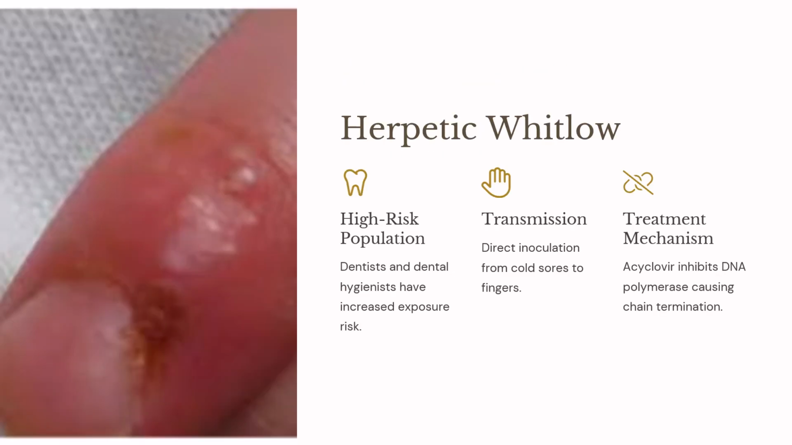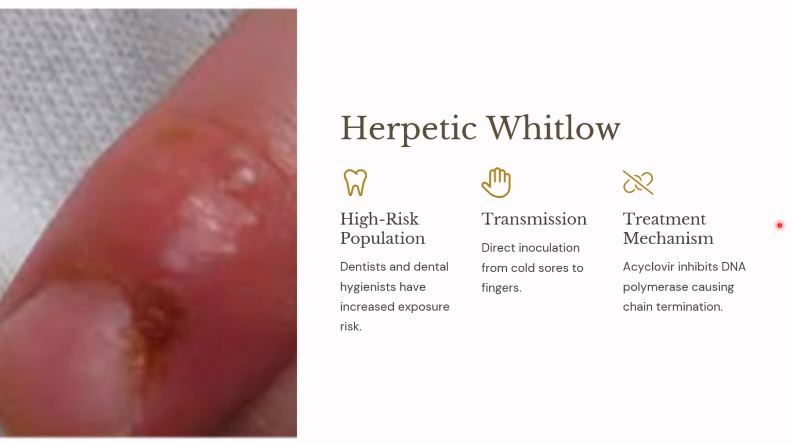What do you know about herpetic whitlow? Herpetic whitlow is a condition where direct inoculation from the herpes cold sore happens to the fingers. So how does this happen? When a patient with a herpes infection comes to the dentist or any dental hygienist, and the dentist or the people who are exposed to it meddle with it, then the virus gets inoculated, and they have increased exposure risk.